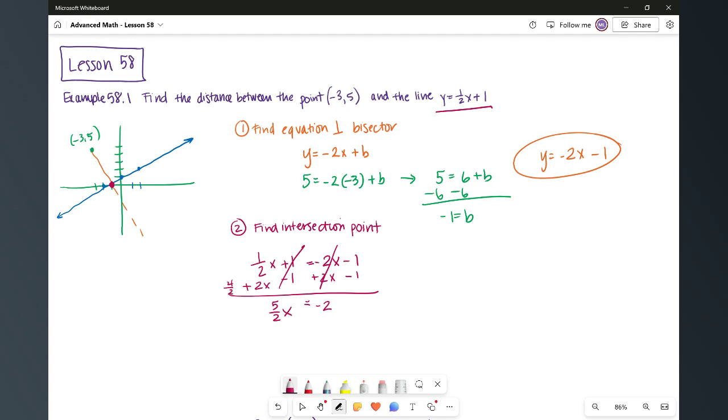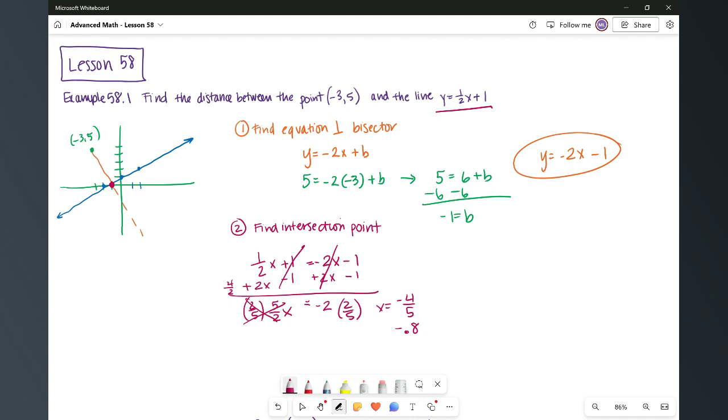All right, to get x by itself, I need to multiply both sides by the reciprocal. When I do that, these cancel, and x is going to equal negative 4/5. In order to work with this problem, it would be much easier if I had it in decimals. You can pop it in your calculator if you need to, but that is the same as negative 0.8. Now, I have part of my coordinate. I need to find the y.